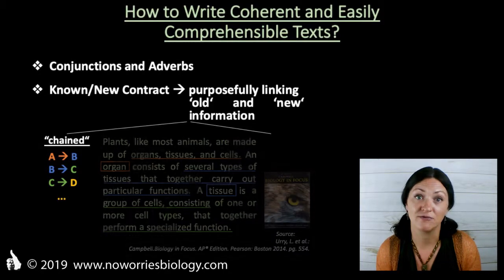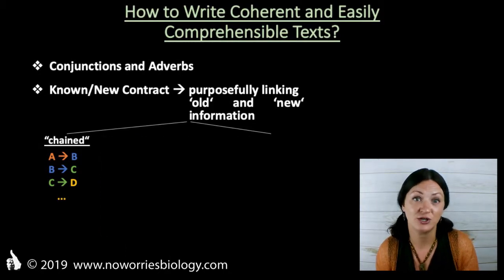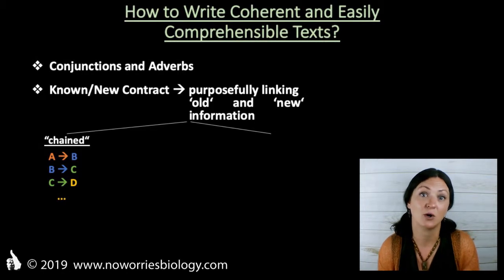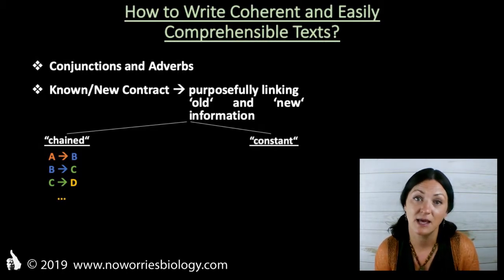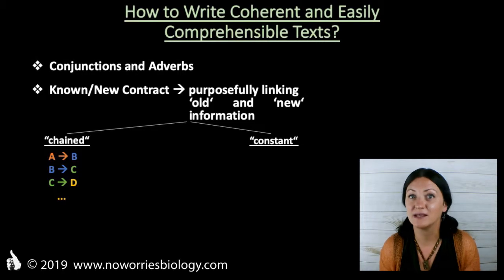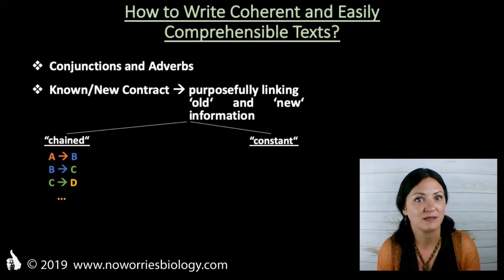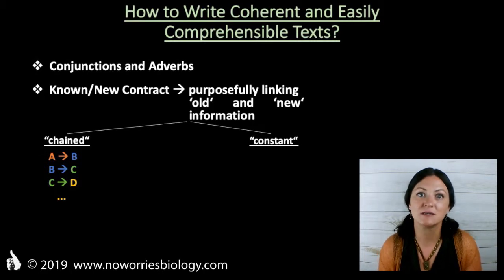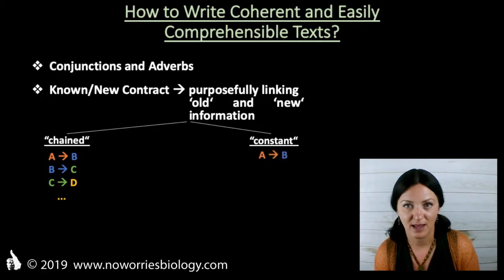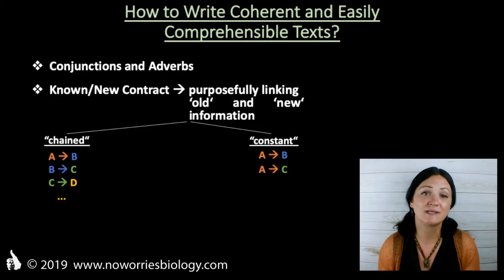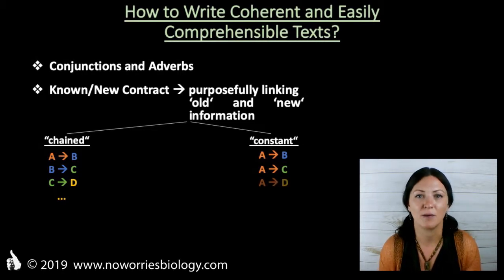Another common pattern for linking known and new information keeps the subject of subsequent sentences constant. In each sentence, we add some new information to the same known aspect. So the first sentence tells us B about A. In the second sentence, we learn C about A, and so on. Let's look at an example.